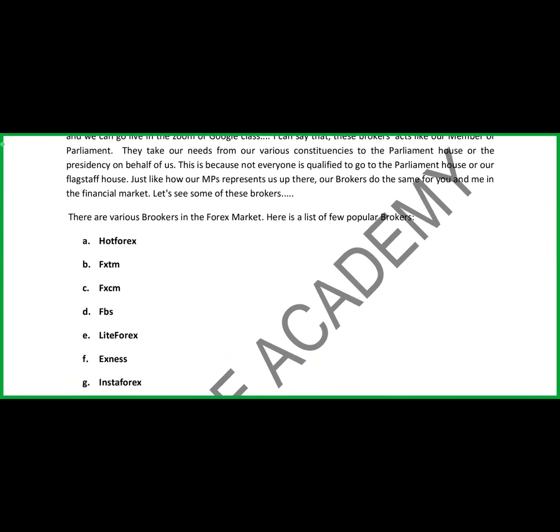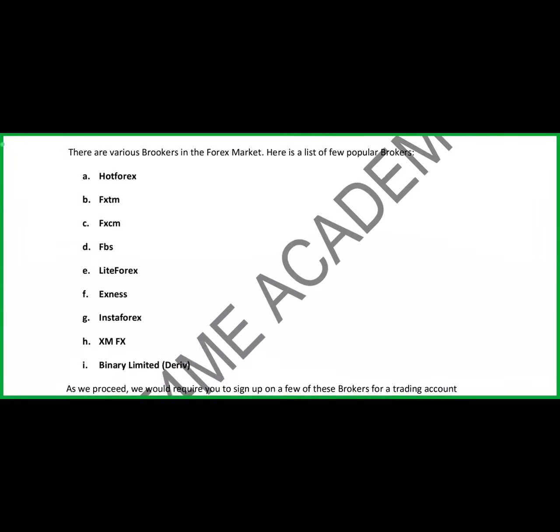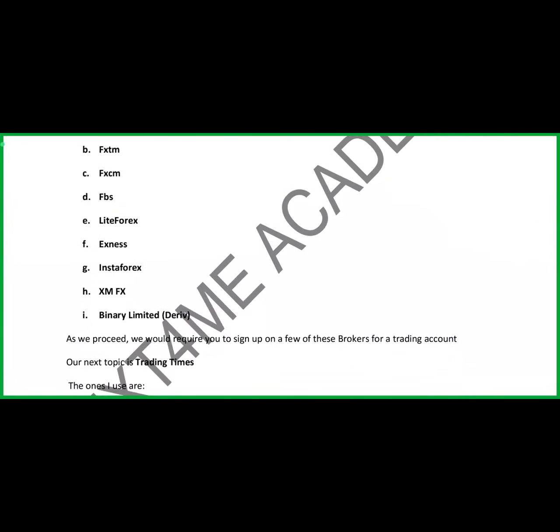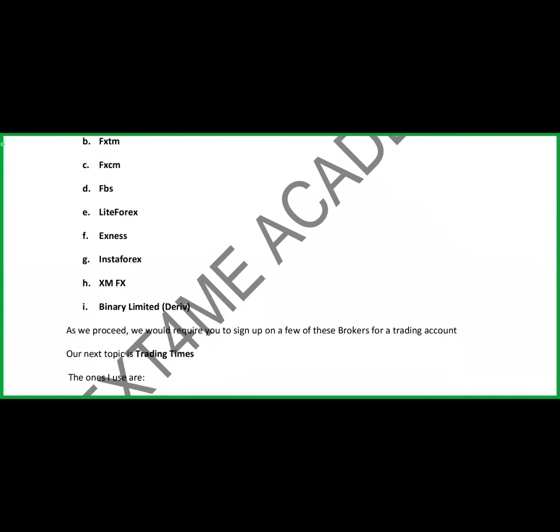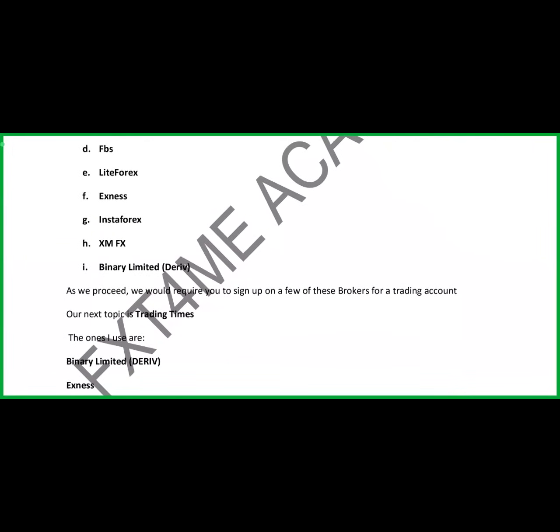Now, there are various types of brokers in the forex market, and these are a few I could list out that are popularly known. We have HotForex, we have FXTM, we have FXCM, we have FBS, we have LiteForex, we have XM, we have InstaForex, we have FXPro, then Binary, which is also known as Deriv. Like I said, on Deriv, they mostly trade synthetic indices. As we proceed, we'll require you to sign up with a few of these brokers for trading accounts, and we'll be talking about them.